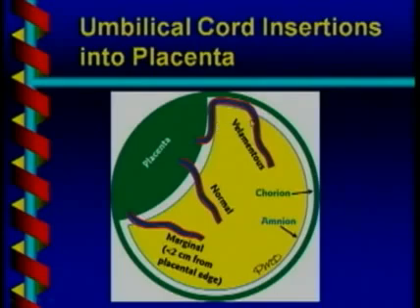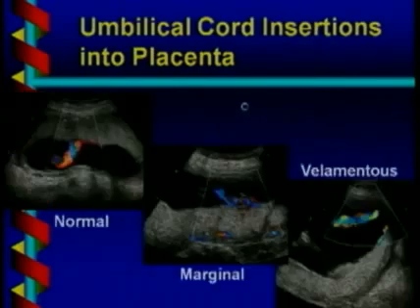This is thought to be because the umbilical cord normally travels through the amniotic fluid, where it's protected by what's called Wharton's jelly. The part of the cord that's under the membranes is not protected by Wharton's jelly, and it's thought to be at greater risk for compression or rupture.